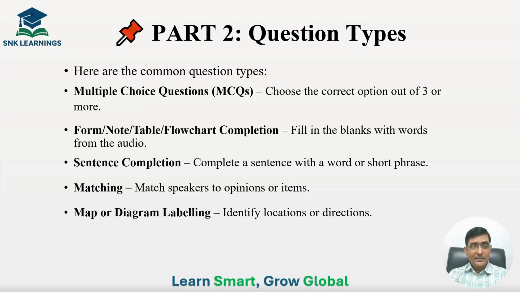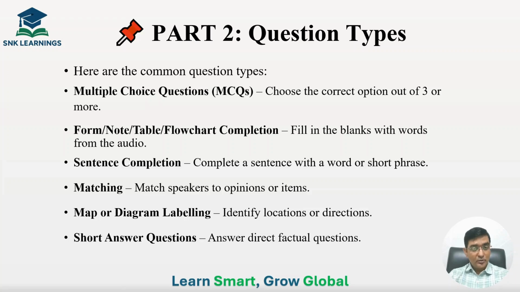Next would be labeling. You'll be given a map or diagram in the form of questions. You need to identify the location that is mentioned in the audio, and keep track of that. The next question type is short answer questions. You need not give a huge answer. Short answer means you don't have to write 100 words or so. You need to give only a 2 to 3 word answer.